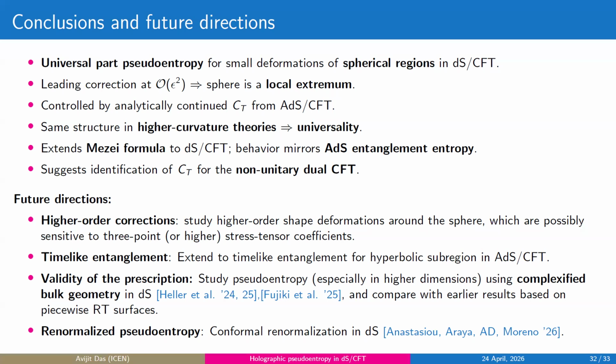And lastly, the renormalization of pseudoentropy. As I have told, the pseudoentropy is divergent or infinite. So can we do renormalization of pseudoentropy, what we do in AdS/CFT, like renormalized entanglement entropy? We have already done it using the conformal renormalization technique in de Sitter in our recent paper.